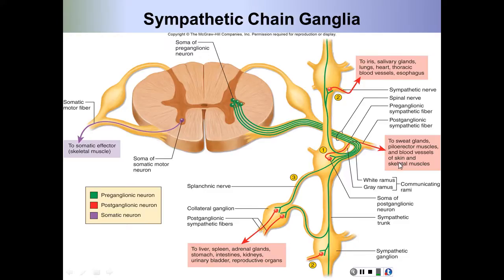So here we have the soma of the preganglion neuron. And these fibers are going to travel from the spinal nerves to the ganglia, which we see right here.